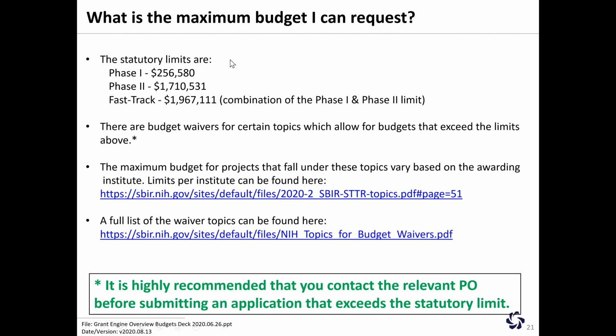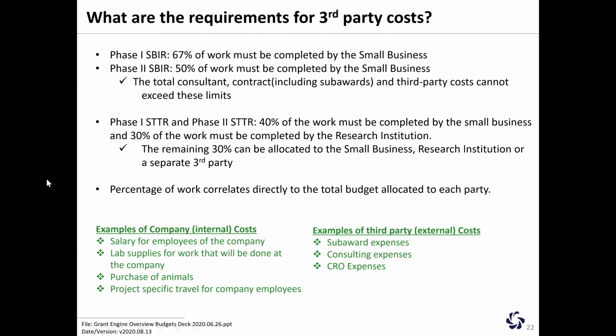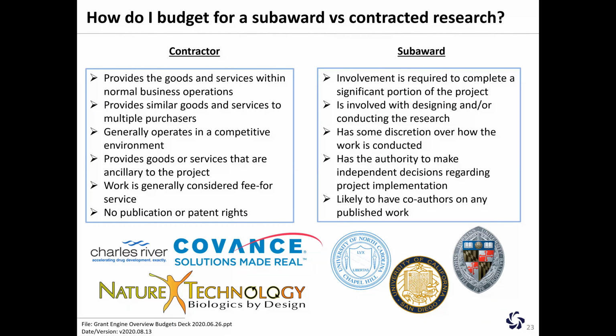So, what's the max budget? They're listed here, but go after the budget waivers. That's where the real money is. We talked about external costs outside the small business concern. When thinking about external costs for either a subaward or contracted research, there's a big difference. A simple way to think about this is that contractors are generally for-profit service providers. They can also be a core lab at a university, but you'd think about them as a vendor or a CRO.